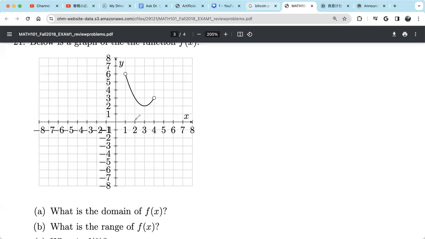Well, for f of 2, the x value 2 is here. Go to the graph, we see the y value is 3. So f of 2 is 3. Then f of 4. Well, f of 4 is here, but if we go up, we encounter the open circle. So even though this point is (4, 3), it's not on the graph. So what do we say about f of 4? We say f of 4 does not exist, DNE, because it's an open circle. Okay, that answers this question.